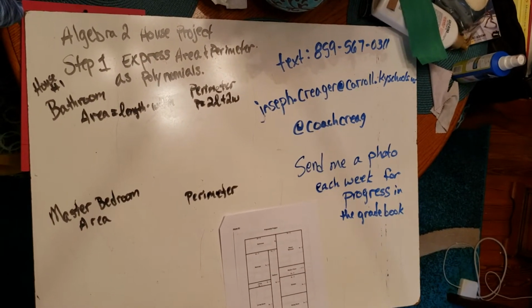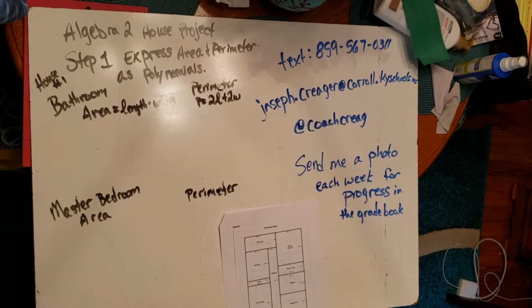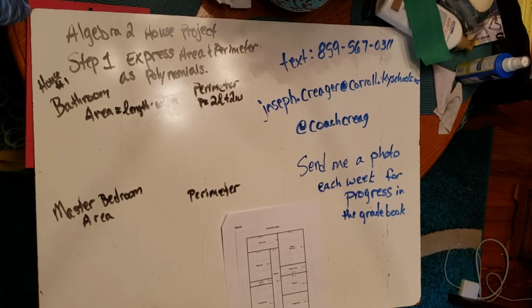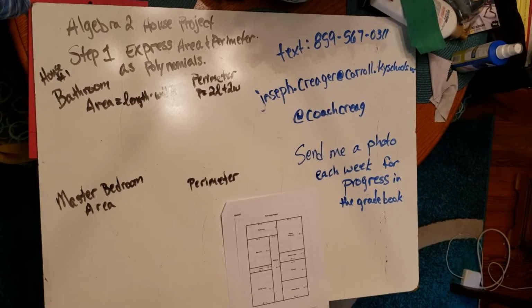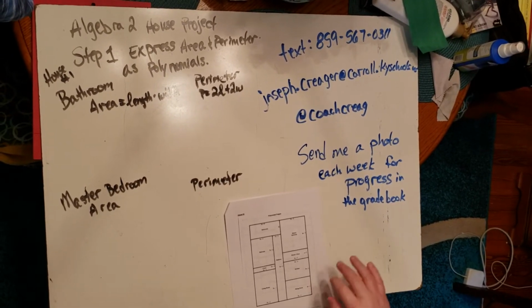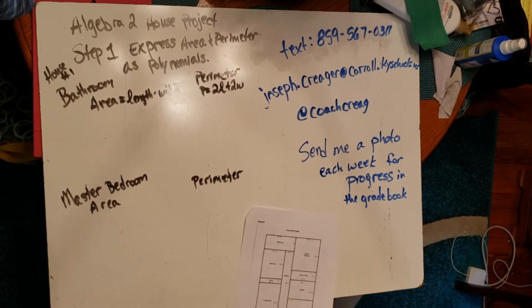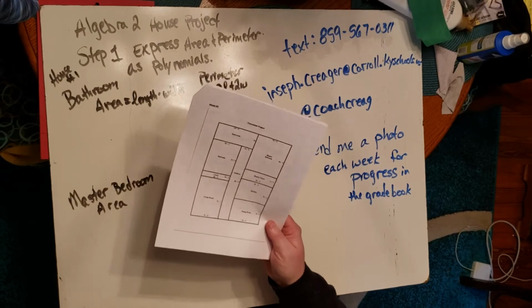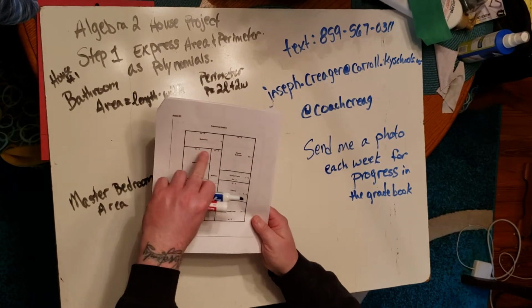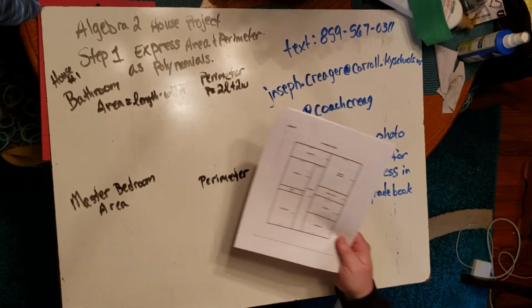So here are some example problems for how to do your house project. For step one, you need to express the area and perimeter as polynomials. So what you're going to do is look at any of the three houses. I'm going to choose house one to do my examples, and I'm actually going to show you two: the bathroom and the master bedroom.